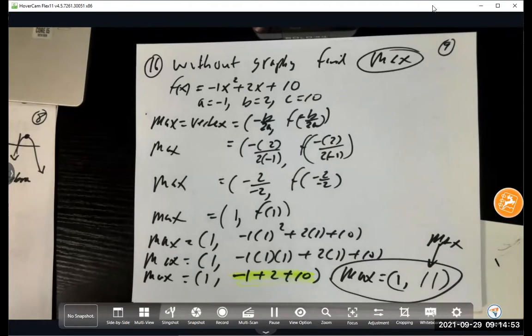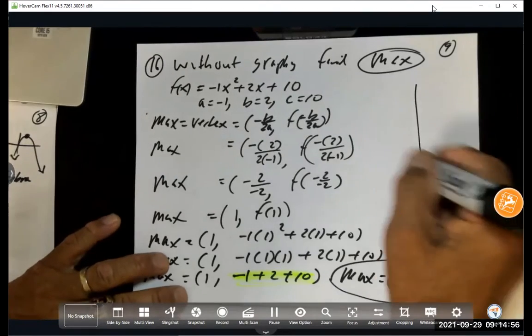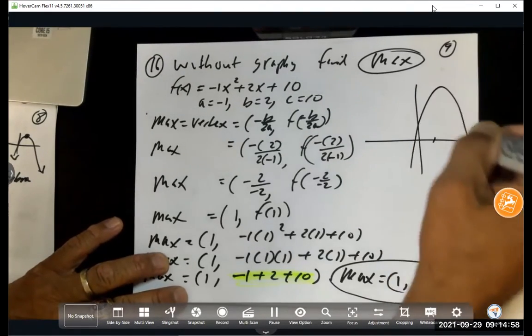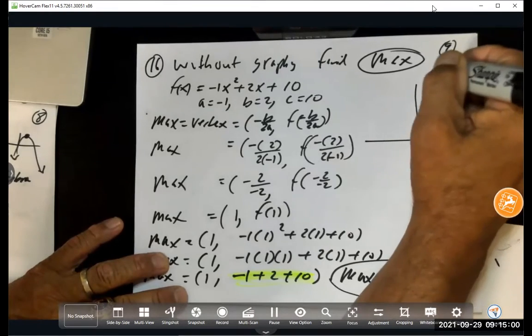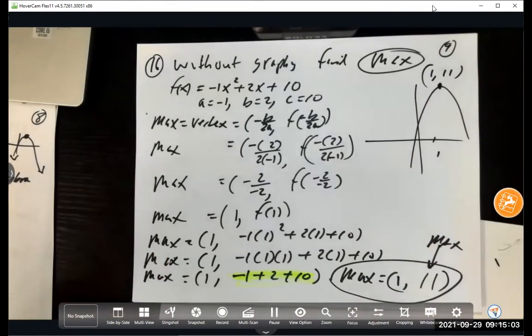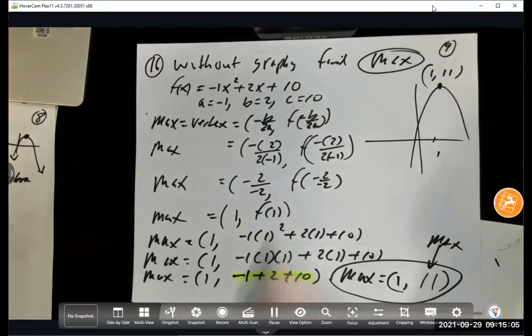And that's what means that will be like the highest place for this graph. All that means is if you draw it, it would just go like this. Right here at 1 will be 11. Will be the highest number. That's all. The vertex, the max.